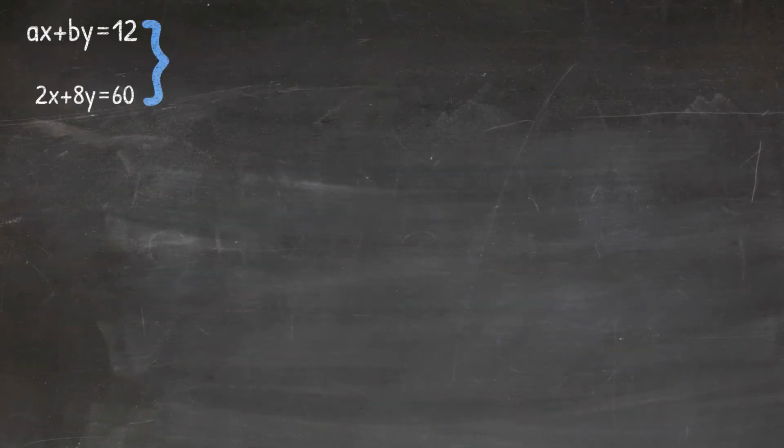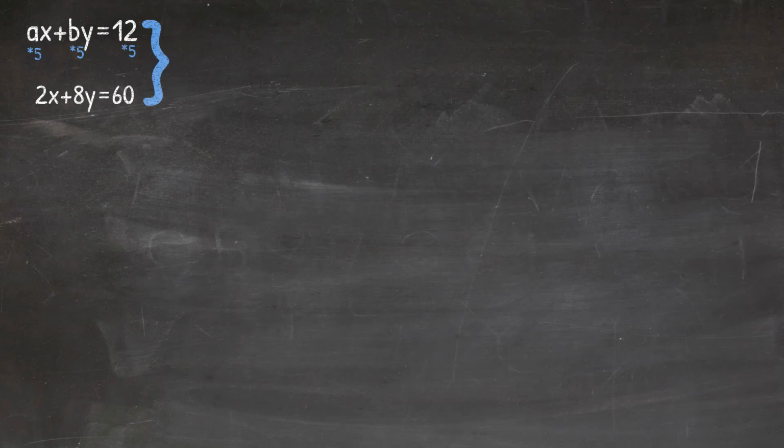Now that we know that both of our equations describe the same line, we can see that the one below is 5 times the equation above. And the reason we know it is that the one below equals 60, and that's 5 times 12. This would also mean that 2x plus 8y is 5 times what ax plus by is. And more specifically, 8 is 5 times more than b, and 2 is 5 times more than a.